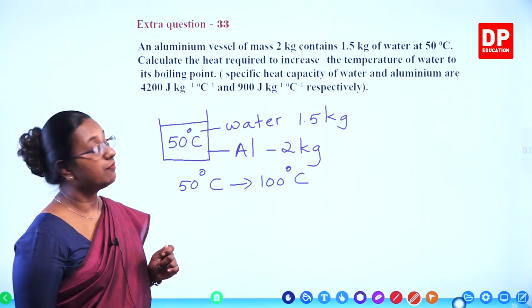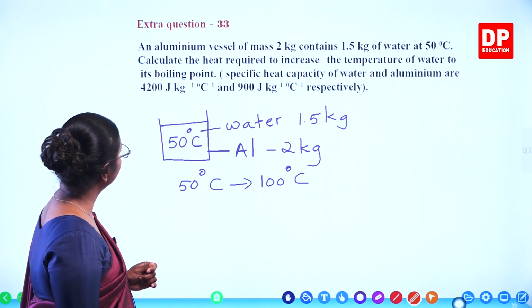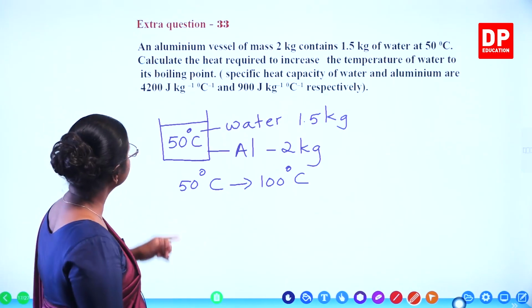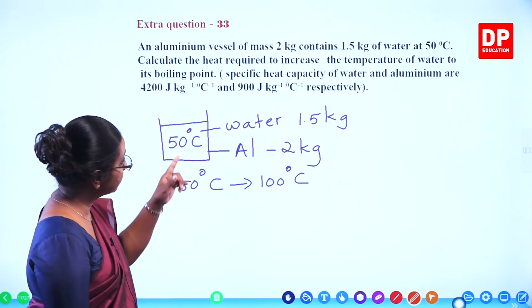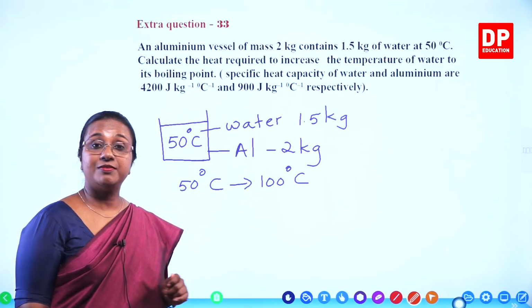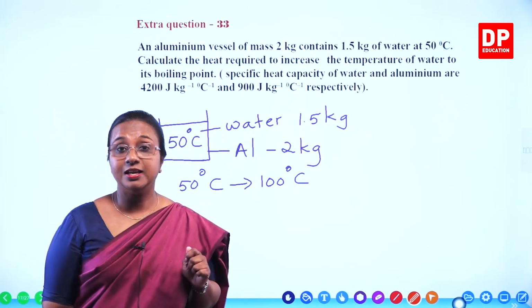Specific heat capacity of water and aluminium are 4200 joule per kilogram per degree Celsius and 900 joule per kilogram per degree Celsius respectively. So, the specific heat capacities, you all know, are different and the two values are given to us.